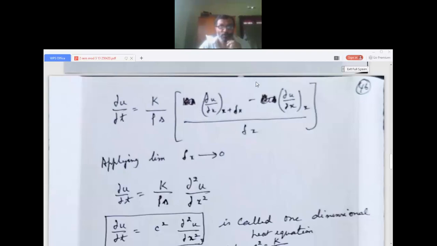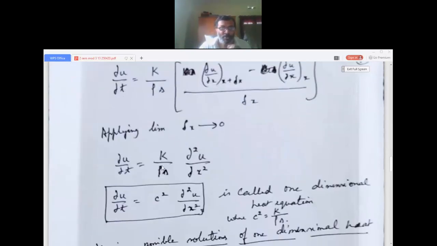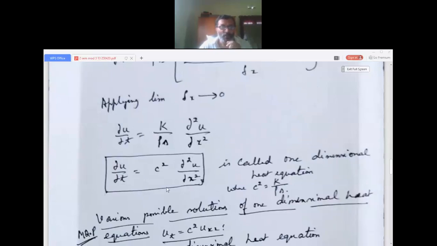So when you use the rule of derivative, the first derivative becomes the second derivative. Actually, if you take u, it will be the first derivative. If you take the second derivative, it will be the third derivative. So this will be K by rho s dou squared u by dou x squared by the rule of differentiability, applying limit delta x tends to 0. Now we get dou u by dou t equals K by rho s dou squared u by dou x squared.